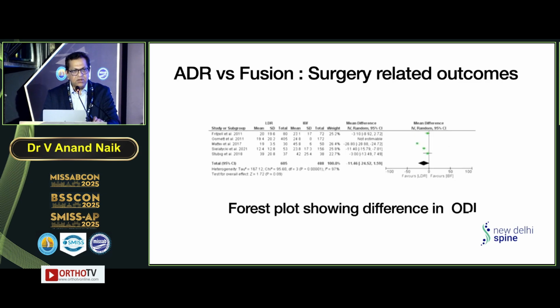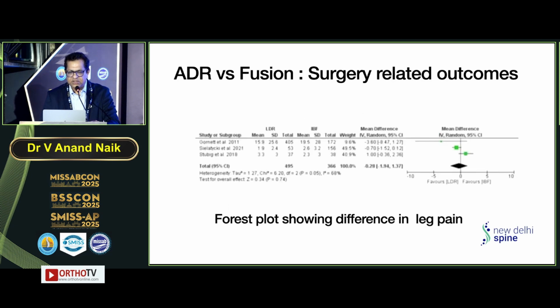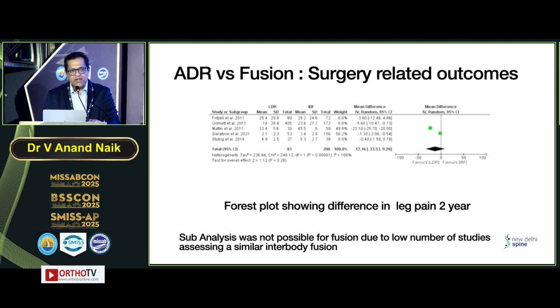The ODI improved significantly in ADRs than in fusions. The back pain was significantly improved, much better in ADR than fusions. The leg pain also favored ADR over fusions. And the leg pain at 2-year follow-up was, again, in favor of ADR. The sub-analysis was not possible for the fusion because the number of studies with the interbody was so low, and we could not compare that.